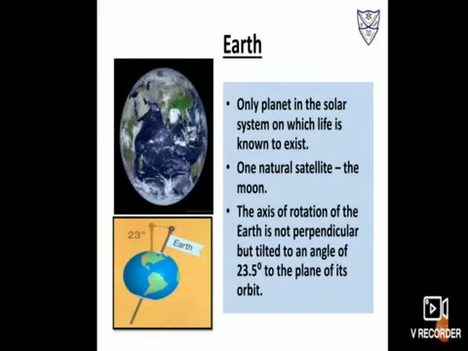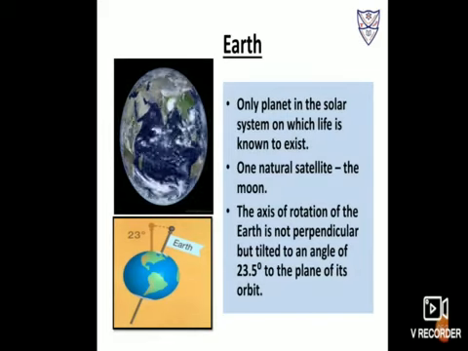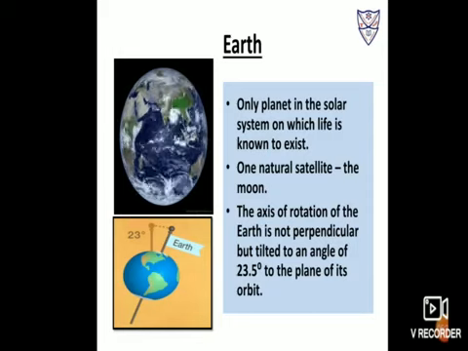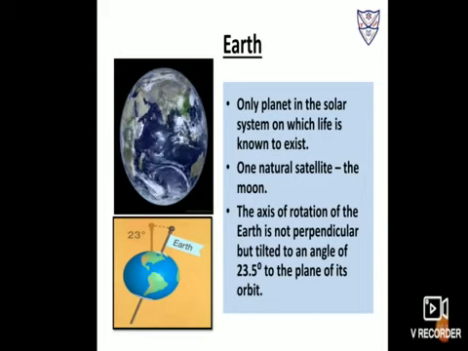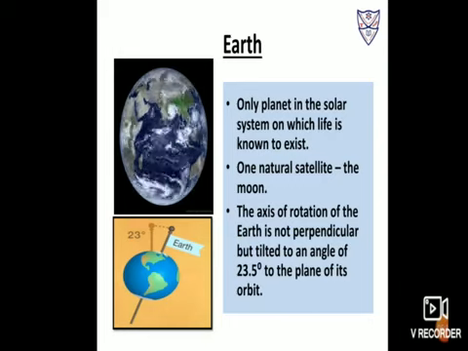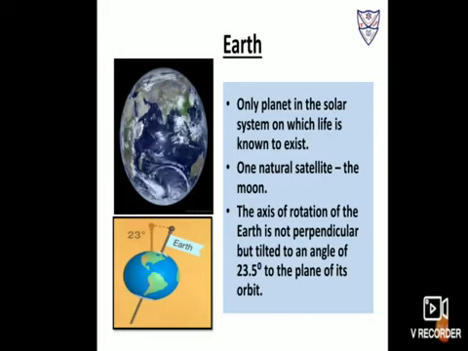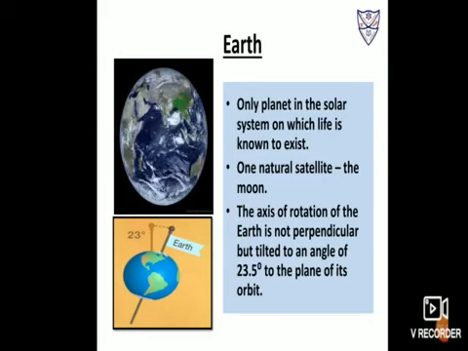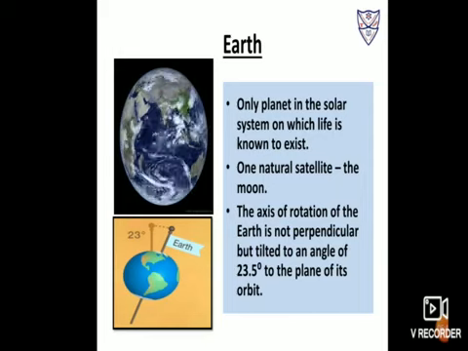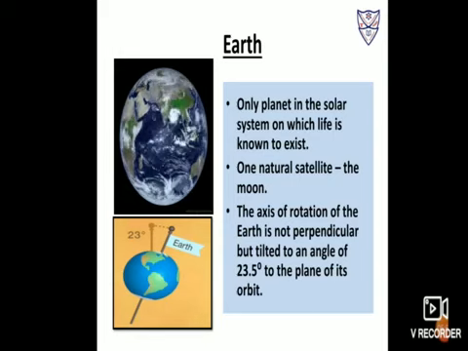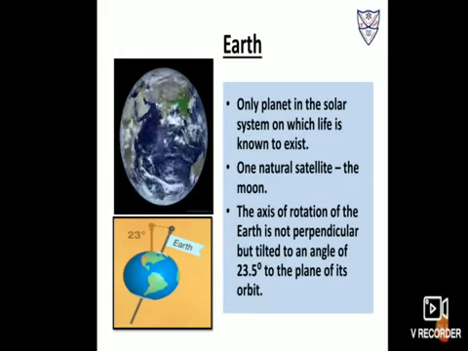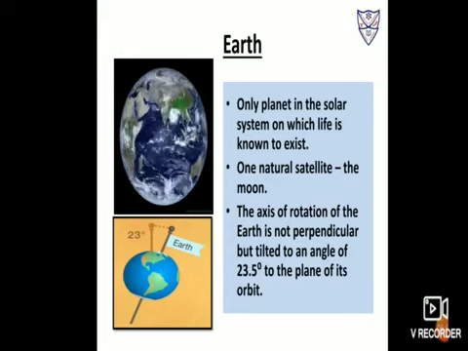Next is Earth. The Earth is the only planet in the solar system on which life is known to exist. Now, the Earth is at the right distance from the Sun, so it has some special environmental conditions like the right temperature, the presence of water, a suitable atmosphere, and a blanket of ozone layer, which is responsible for the existence and the continuation of life on the Earth.